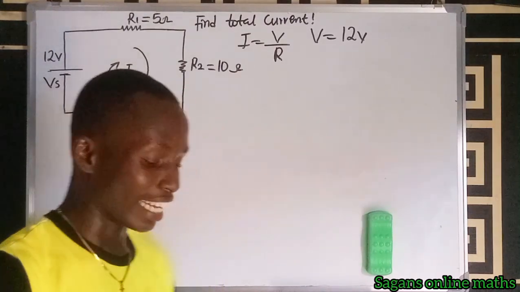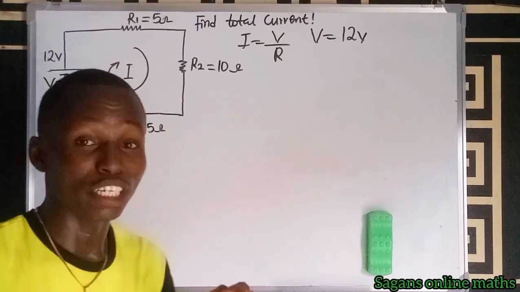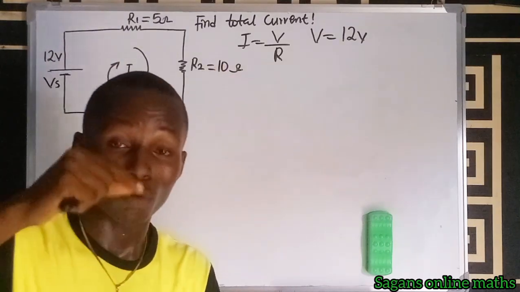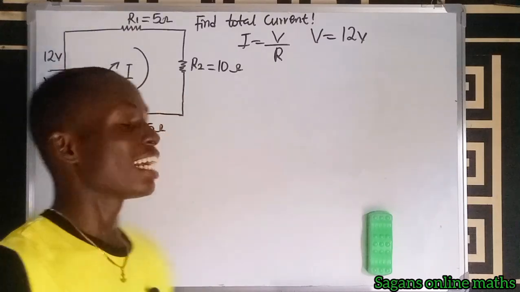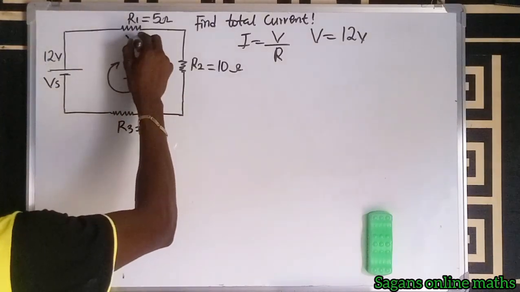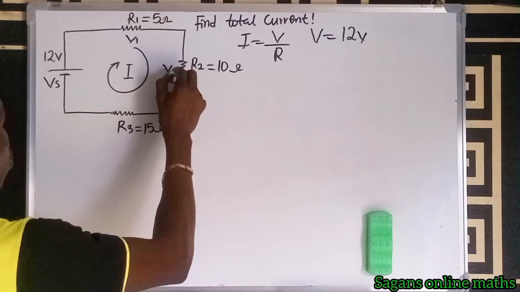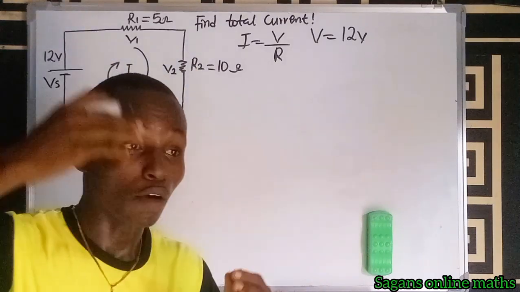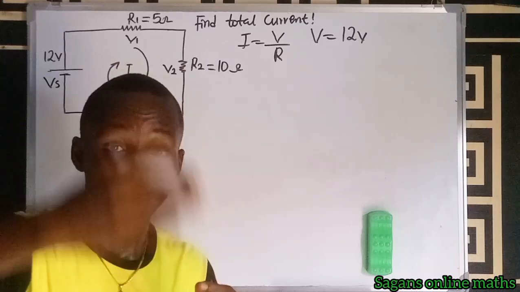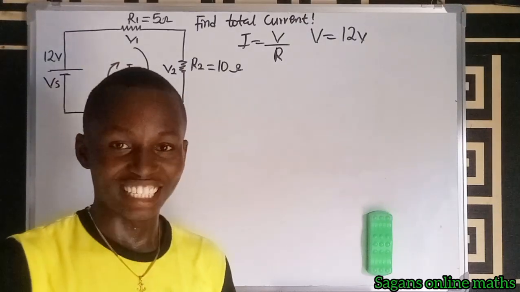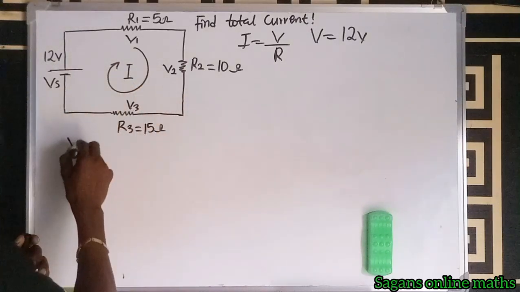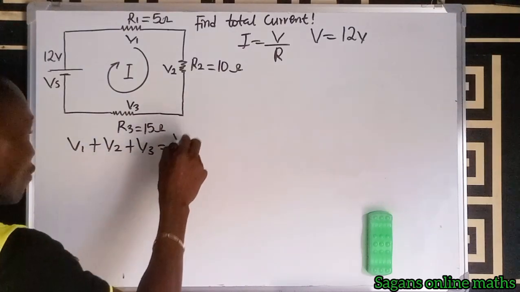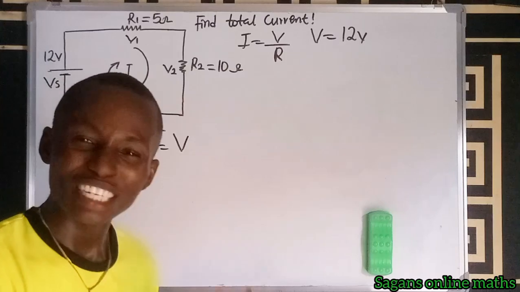Please take note that in this circuit, the same current that flows in resistor 1 is the same current that flows in resistor 2, and the same current that flows in resistor 3. It implies that if here is V1, which is voltage 1, and here is voltage 2, and here is voltage 3, the sum of all these voltages across each resistor is equal to the total voltage. That means V1 plus V2 plus V3 is equal to the total voltage. Wow, this is pocket genius, amazing.